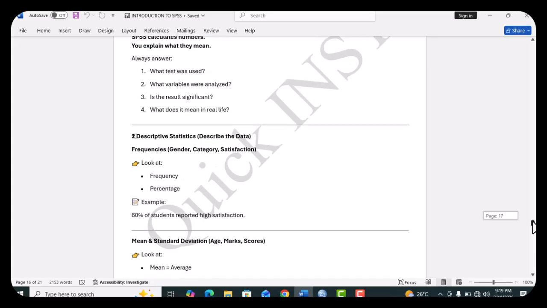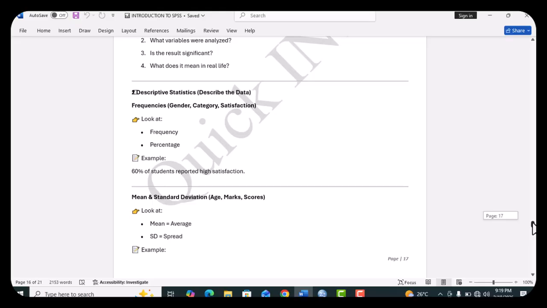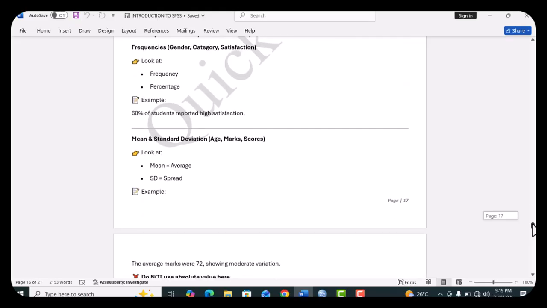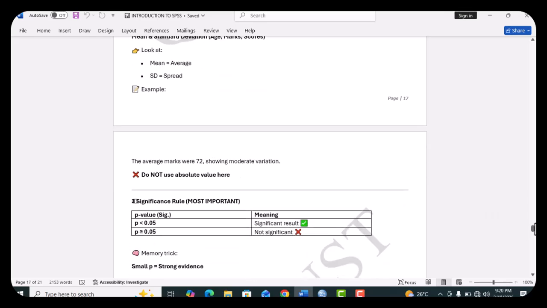Do not use absolute value in this position. As we have said, you don't need the absolute value. Do not use absolute value here. When we are dealing with mean and standard deviation, you don't need absolute value.